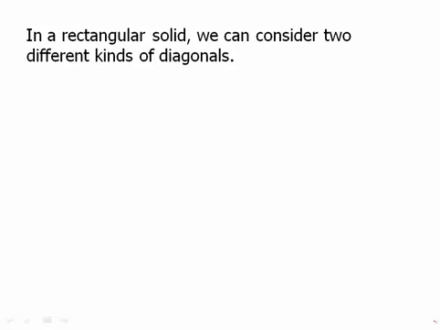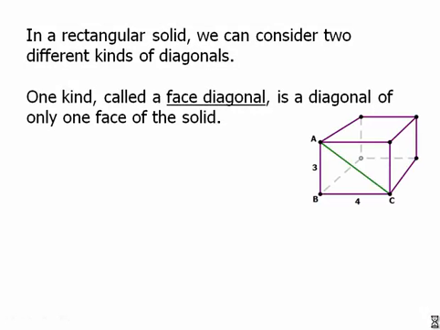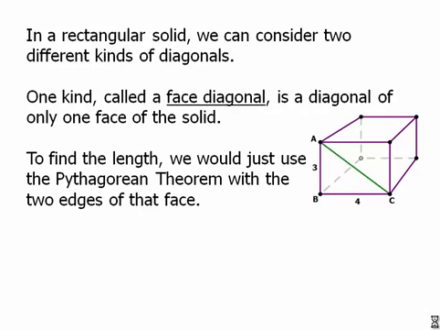In a rectangular solid, we can consider 2 different kinds of diagonals. One kind, called a face diagonal, is a diagonal of only one face of the solid. And of course, we can always find this length with the Pythagorean theorem. We just use the 2 edge lengths. Those are, of course, the 2 legs of the triangle. So here we have a 3, 4, 5 triangle, and AC equals 5.